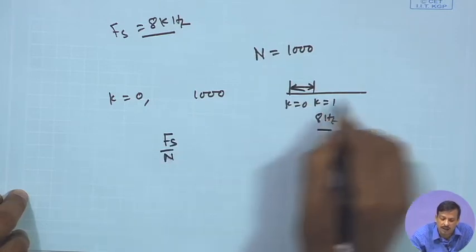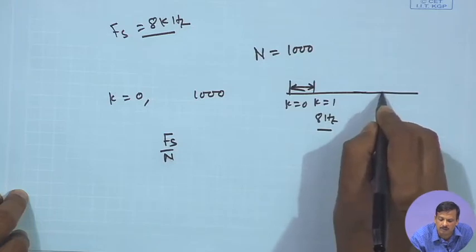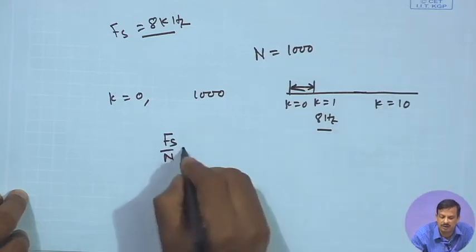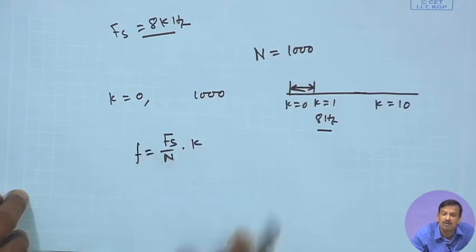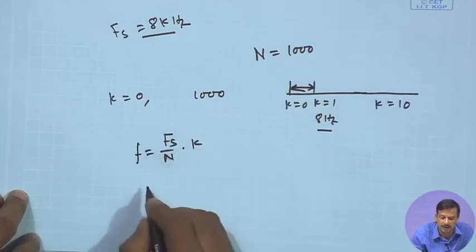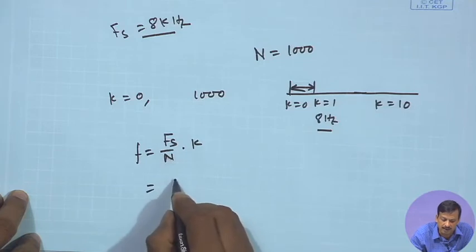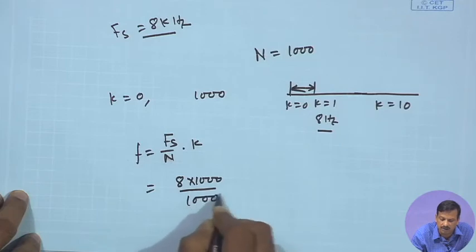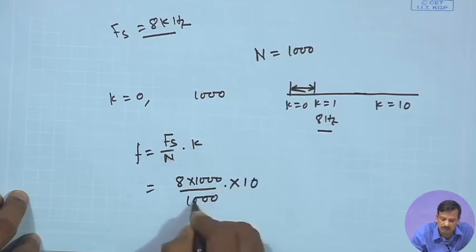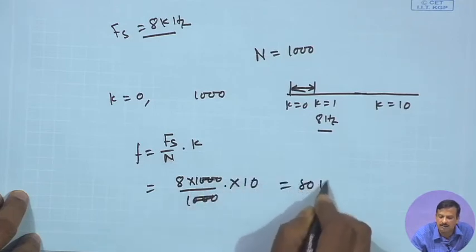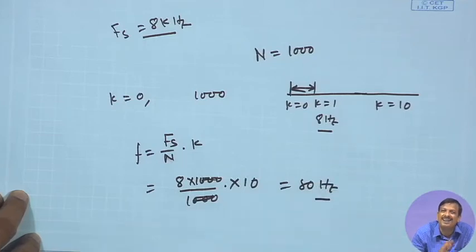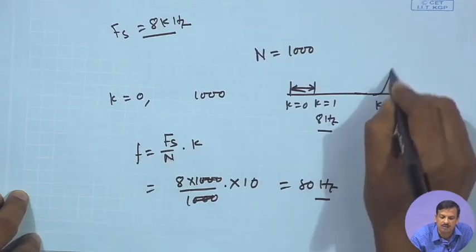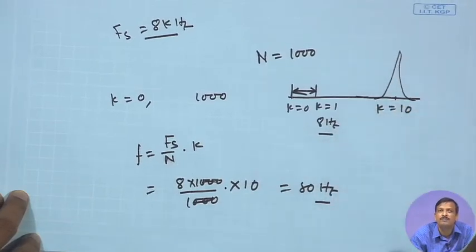Suppose I want to find the analog frequency value at k equal to 10. It is Fs by N into k equal to f. So, at k equal to 10, in this case Fs is 8 kilohertz, 8 into 1000 divided by 1000 into 10, so 80 hertz. So, if my signal contains an 80 hertz component, then the power will come here.